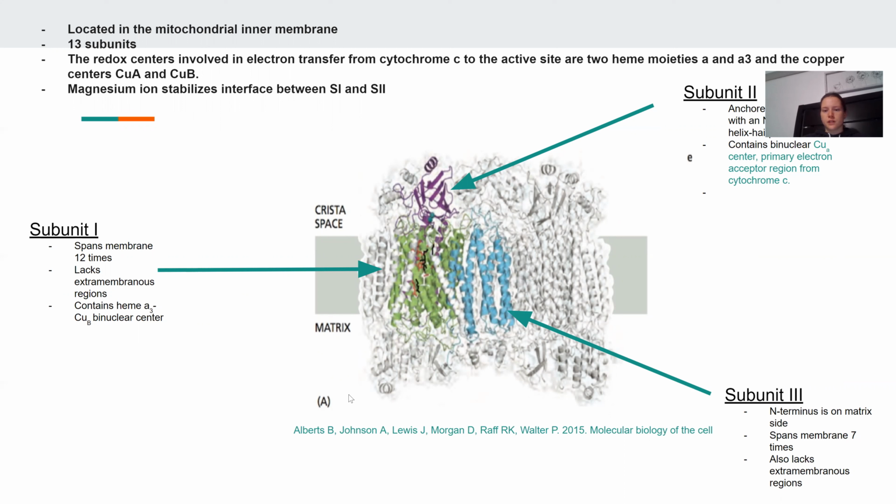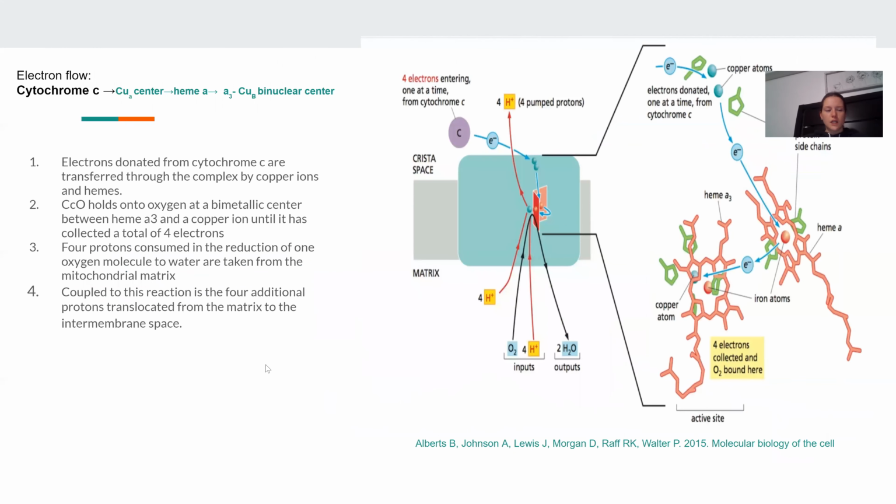These 3 subunits I included in this photo are actually encoded in the mitochondrial DNA and are synthesized in the mitochondria. Subunit 1 is the binuclear center where oxygen is held, and subunit 2 is the primary electron receptor region from cytochrome C. I thought it was interesting that a magnesium ion stabilizes the interface between subunit 1 and 2.